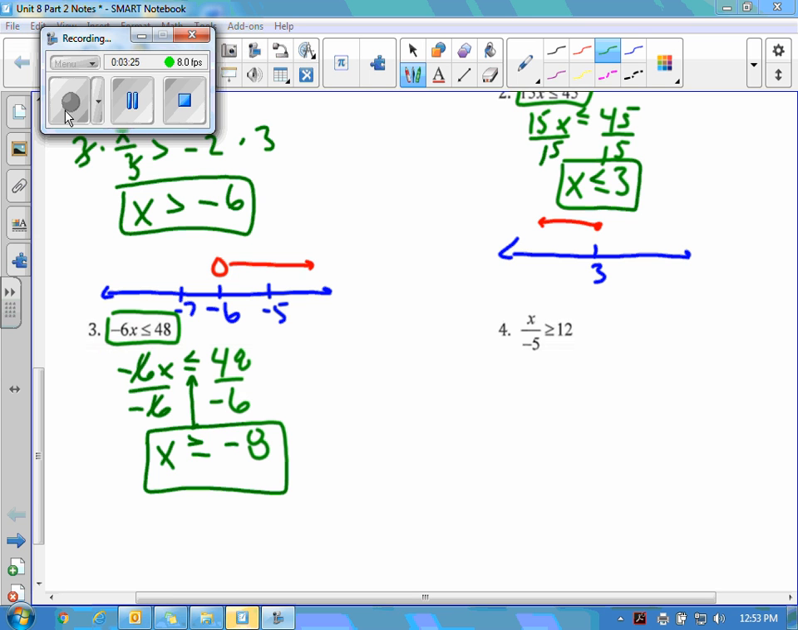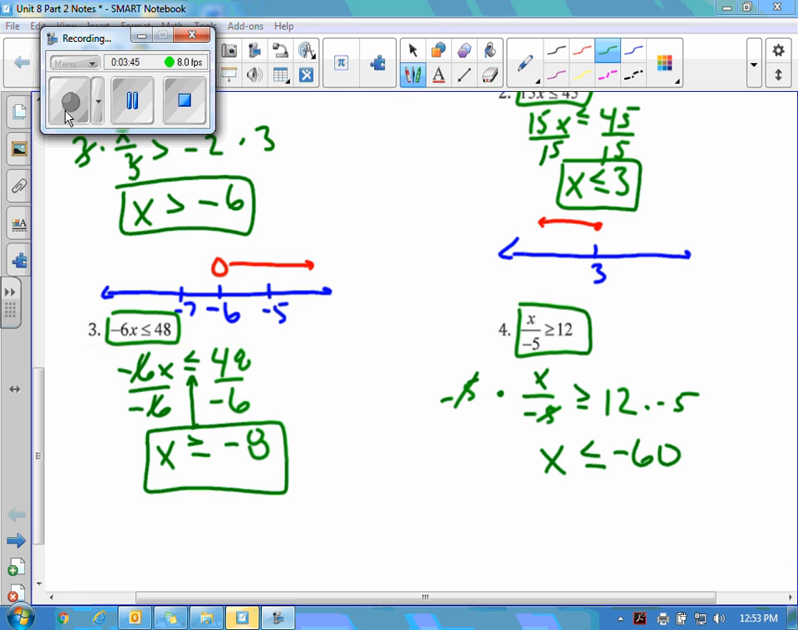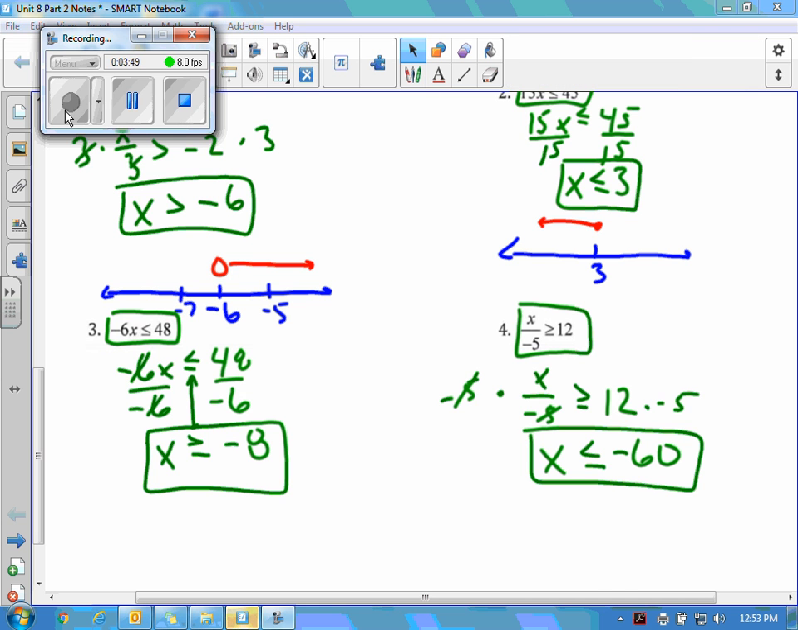In the same way, when I come over here to do number 4, I have x over negative 5 is greater than or equal to 12. This is division, so I'm going to multiply both sides by negative 5. Those will cancel, and I'll just have x. Since I'm multiplying by a negative, this inequality symbol is going to flip. So 12 times negative 5 is negative 60. Again, if you multiply or divide by a negative, you have to flip your inequality.